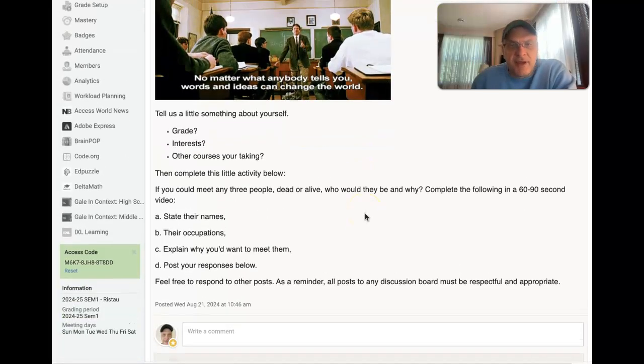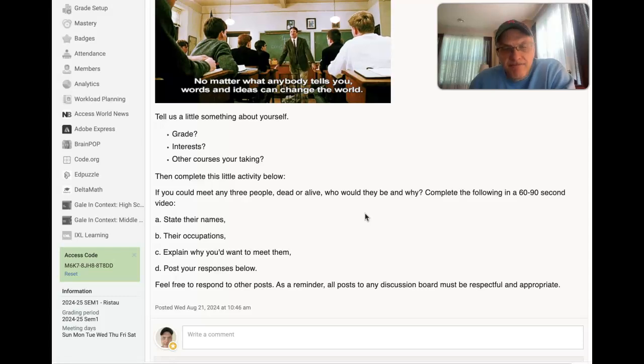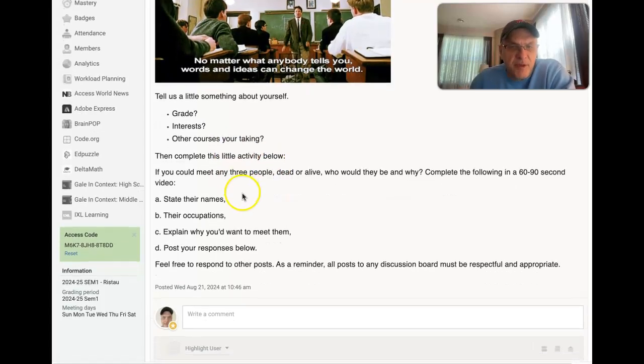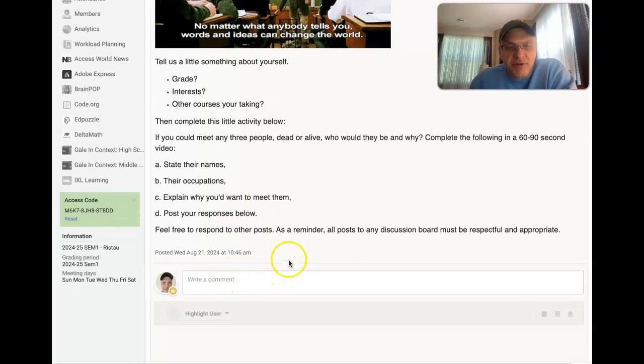All you need to do by Friday, the end of the week, is tell me a little about yourself: what grade you're in, your interests, other courses maybe you're taking. And then if you could meet any 3 people, alive or dead, who would they be and why? Tell me their name, their occupation, what they did, and whether they're dead or alive. Explain why you want to meet them, and then just post your response below.